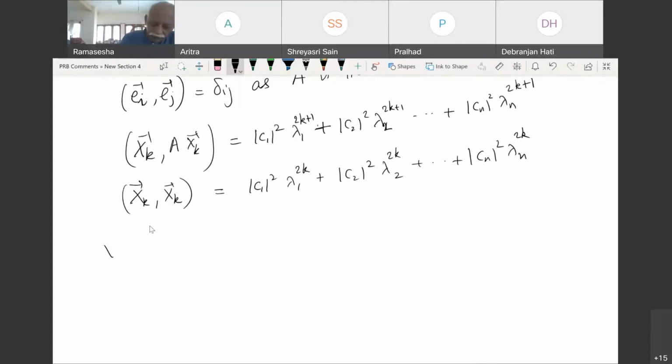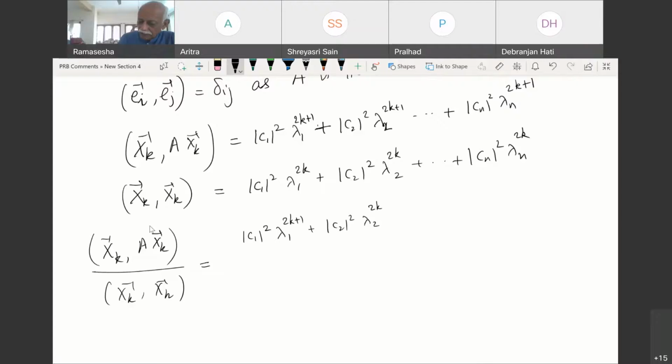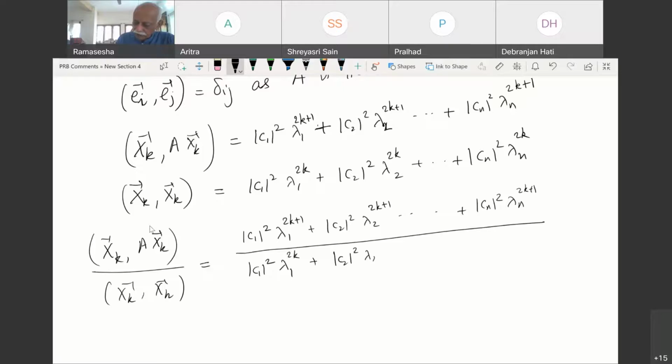So xk, Axk over xk, xk is equal to modulus C1 squared lambda 1 to the power 2k plus 1 plus modulus C2 squared lambda 2 to the power 2k plus 1 plus etc. plus modulus Cn squared lambda n to the power 2k plus 1, divided by modulus C1 squared lambda 1 to the power 2k plus modulus C2 squared lambda 2 to the power 2k plus etc. plus modulus Cn squared lambda n to the power 2k.